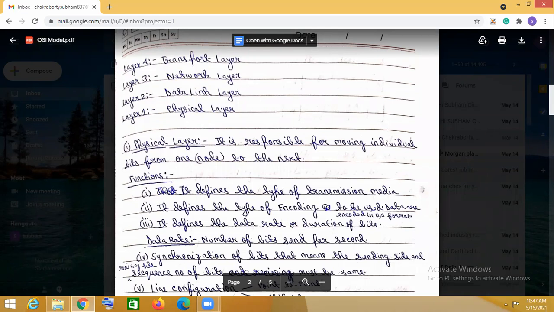It also defines the type of encoding to be used. Now the data is encoded in the 0-1 format.